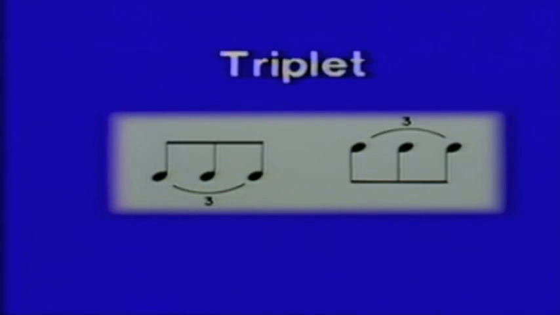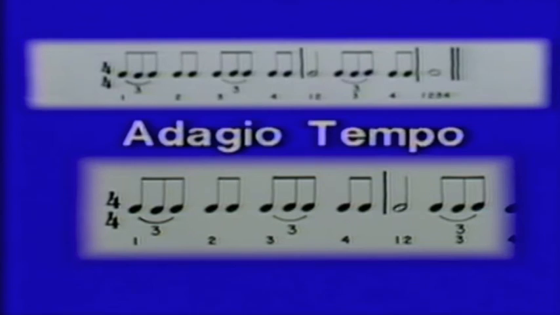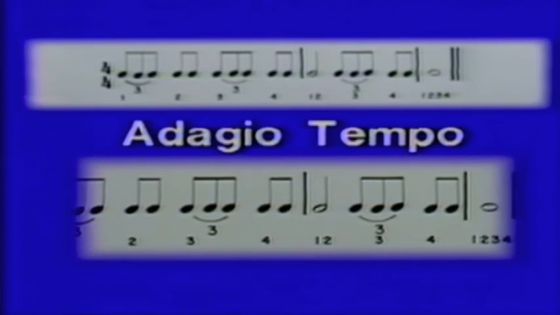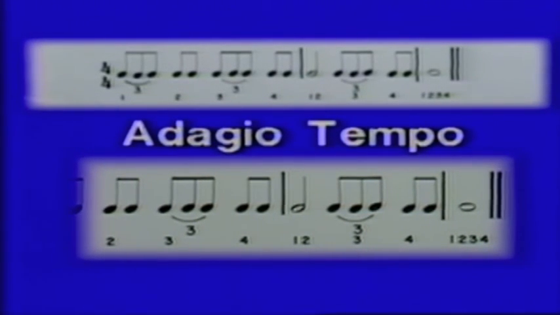Here are some examples of triplets. Remember to keep the main beat in mind at all times. Again, at the adagio tempo. 1, 2, 3, 4. 1, 2, 3, 4. 1, 2, 3, 4. 1, 2, 3, 4.